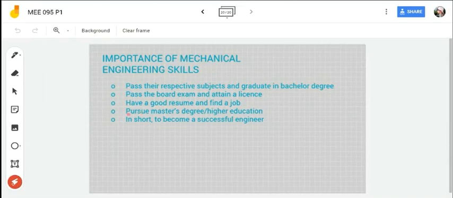Okay, and then number four, in order for you to pursue master's degree or higher education, syempre, learning doesn't stop, sabi nga nila. That's why if you want to become more successful, diba, you need to have those skills so that you can pursue a master's degree or a higher education. And then last but not the least, diba, you are having those mechanical engineering skills forged here in your college because you want to become a successful engineer, and that is the importance or yung pinaka-importansya why you are forging those mechanical engineering skills. Okay, so that's all for mechanical engineering skills, and then that is everything for the topic.